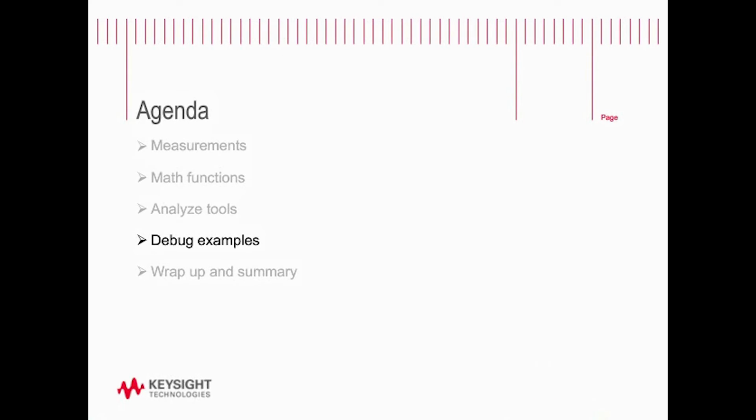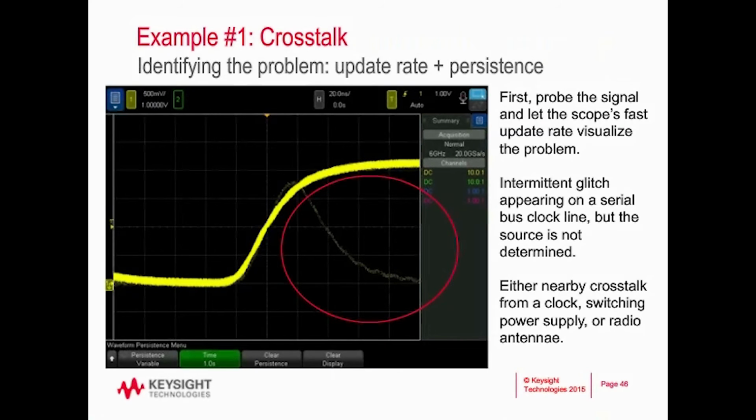These are going to be some real issues that we've seen out in the field. We're going to dive through how this gigantic list of great features can combine together to solve and find root cause of problems for you. In this first example, we're seeing an intermittent read-write error on a high-speed data line, and we're trying to figure out what's causing it.